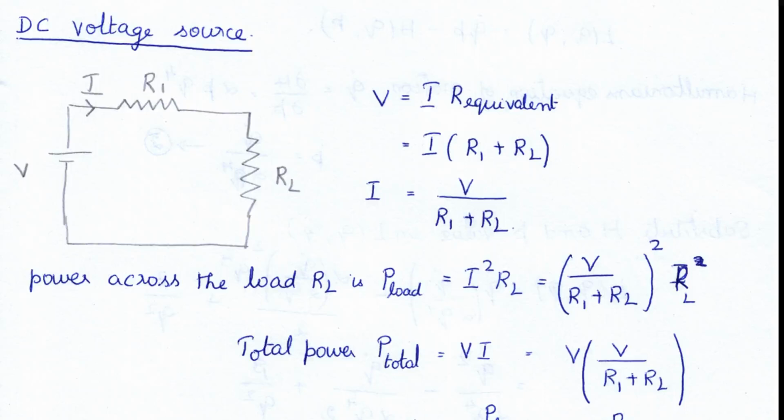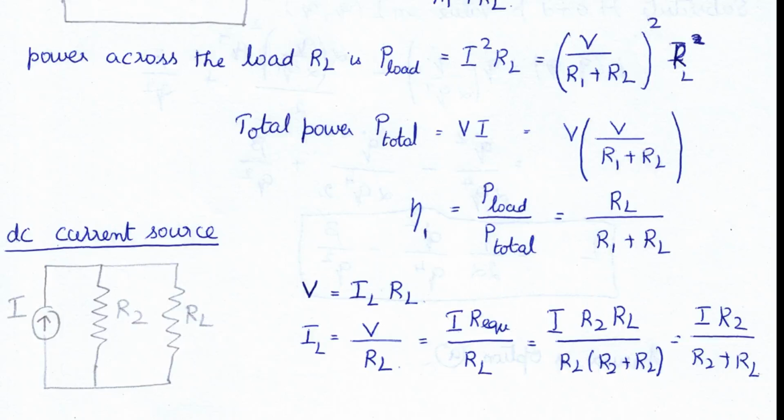Now we will find the power across the load resistance RL. The power formula is V into I, that is I square RL. As the current flowing through is the same, we have already found the value of I. Substituting the value of I, we get V divided by R1 plus RL the whole square into RL. Then power total is equal to V into I. By substituting the value of I, we get V into V divided by R1 plus RL.